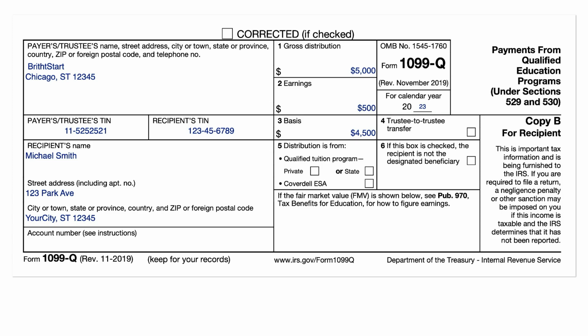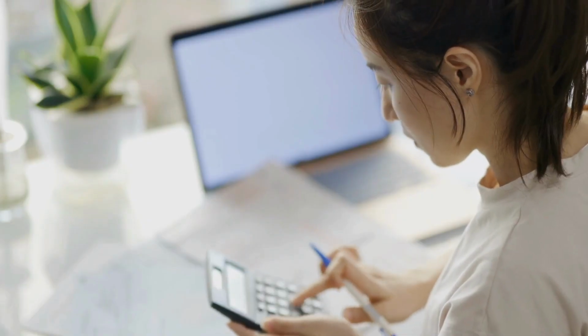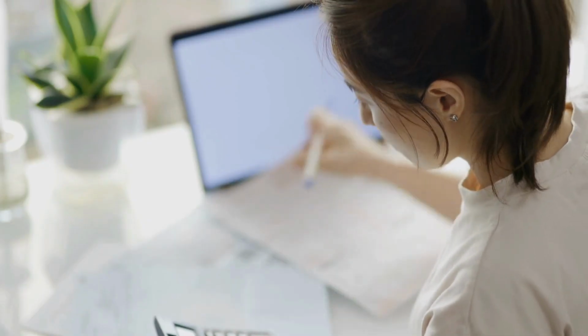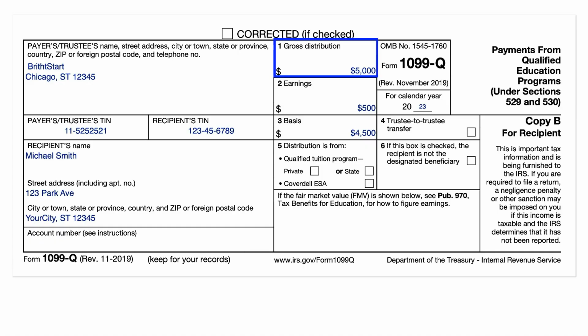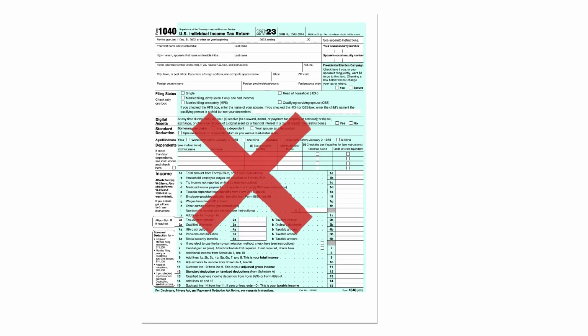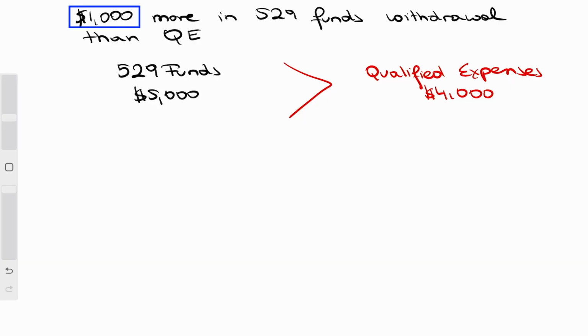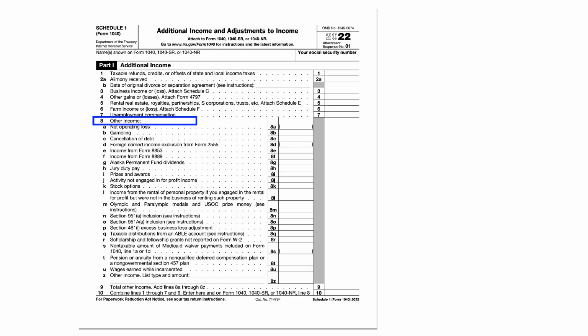Going back to our example, you have to make the calculations yourself of how much of the distribution was used for qualified education expenses. Let's say that all the funds that you received as distributions were used for qualified education expenses. Then you wouldn't even have to report the 1099-Q on your taxes. However, if some of the funds were not used for education expenses, then you would have to include that amount as other income on Schedule 1, Line 8.